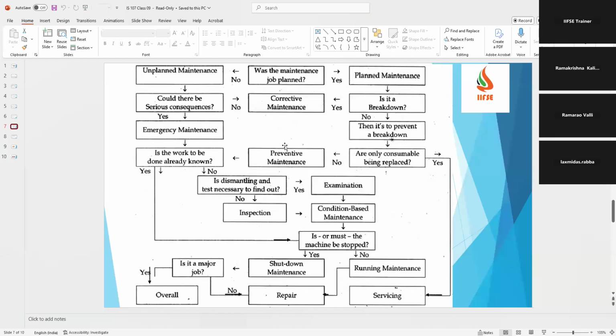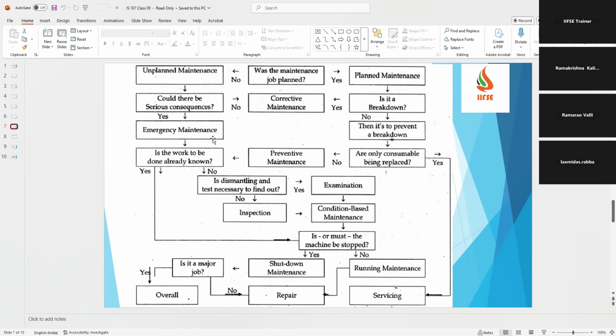I'm telling you, don't get confused with all these terminologies: corrective maintenance, preventive maintenance, emergency maintenance, unplanned maintenance and all. Please don't get confused yourself, and also don't worry about this. It is just to understand how it works as a scenario.